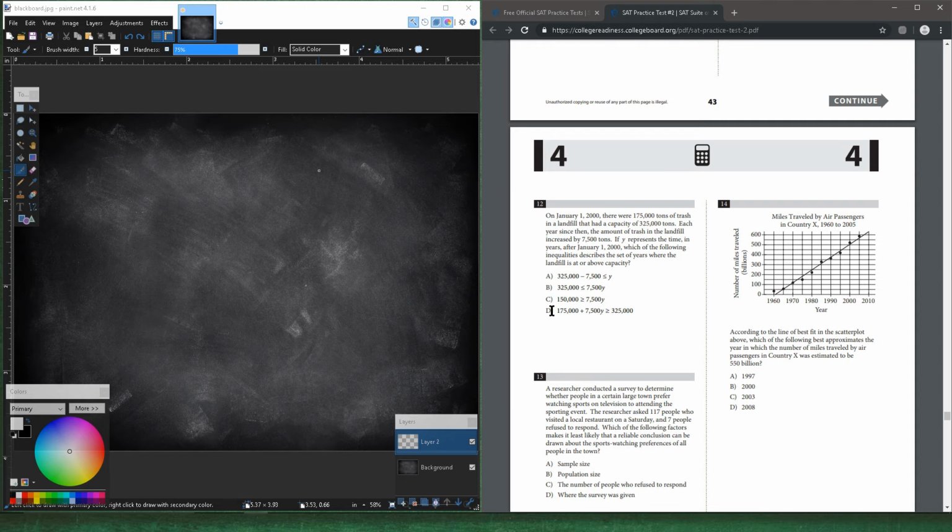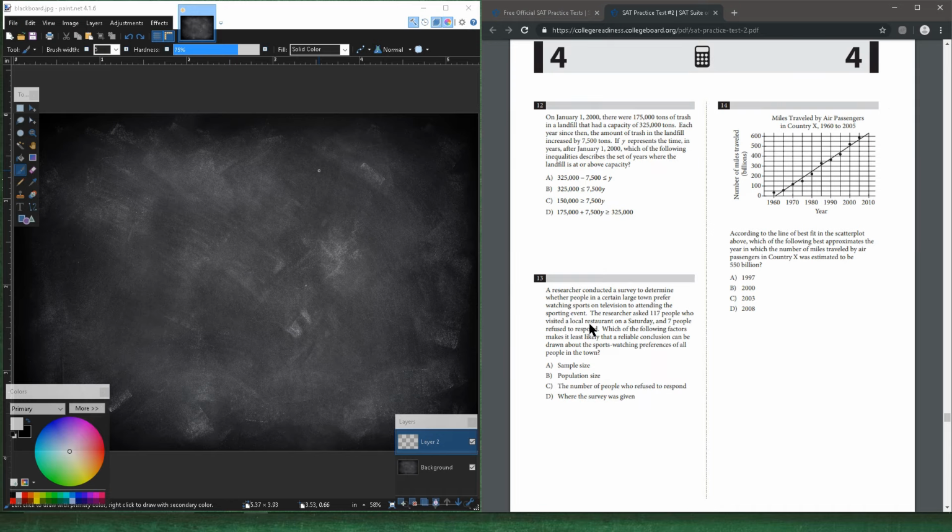Oh, right here. It has to be D because B is not right: you already have 175,000 tons and 325,000 was the capacity, so you had to subtract that number. But when you subtract, this one's wrong because that would be 150, which is the right subtraction, but it's greater than that value. But you want it to be at or above capacity. So this one is not greater than or equal to, it's less than or equal to. So D is right because 175,000 plus that rate has to be greater than the capacity. So the answer is D.